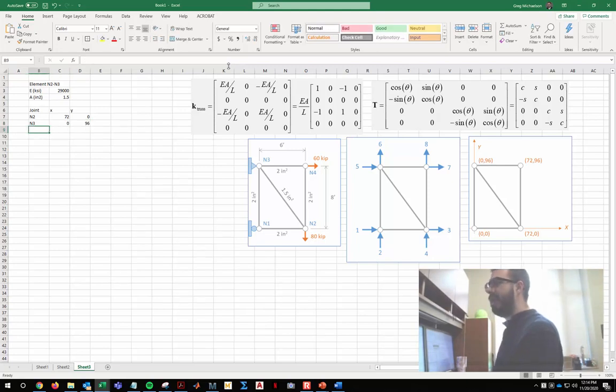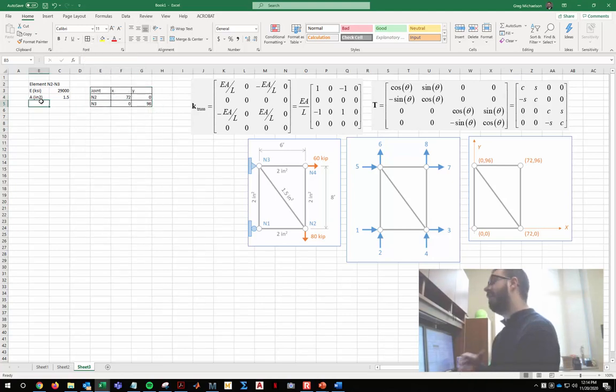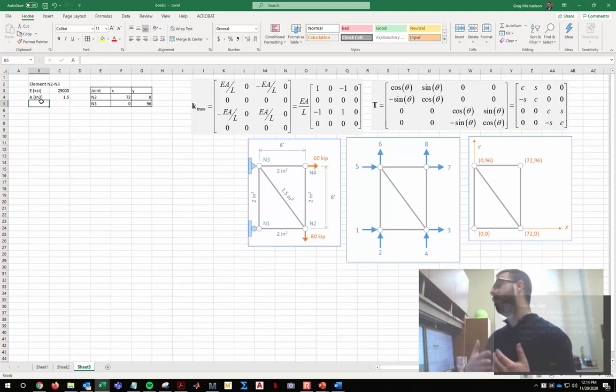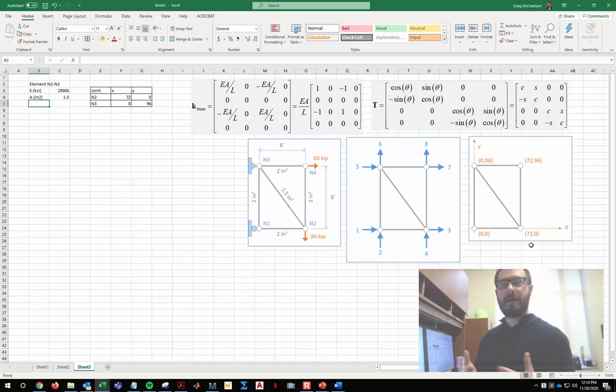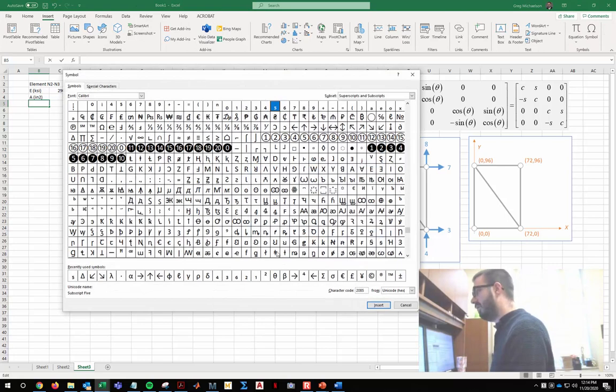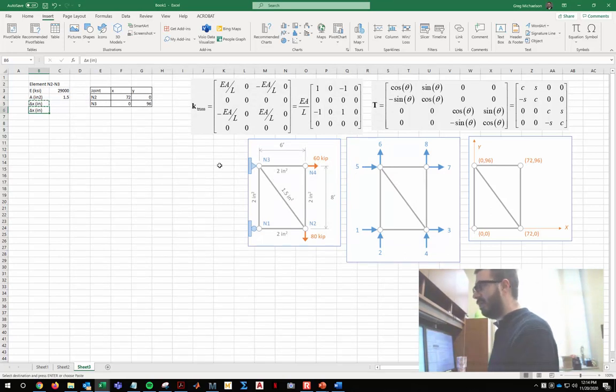Now, if we want the change in X, maybe I'll move this over here. Maybe I'll box that just so it's clear. Okay, if we want the change in X and change in Y, typically what we do is we go higher order or higher number node minus lower number node. You don't have to go that way, but it's worth making sure that you're consistent. So let me be fancy here. Let's use some symbols. So let's insert a delta. So delta X and a delta Y.